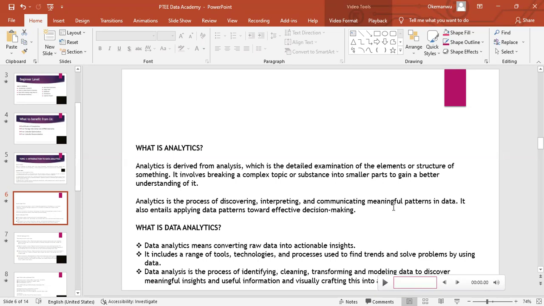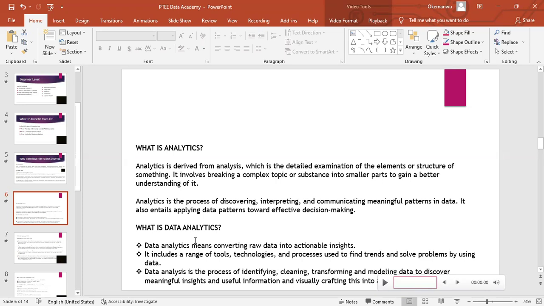It also involves applying data patterns towards effective decision making. So the essence of this analytics is to give a strong decision in that particular scene or in what has happened already. I don't know if you understand that.